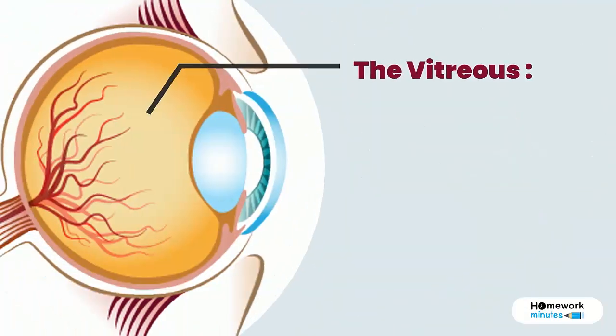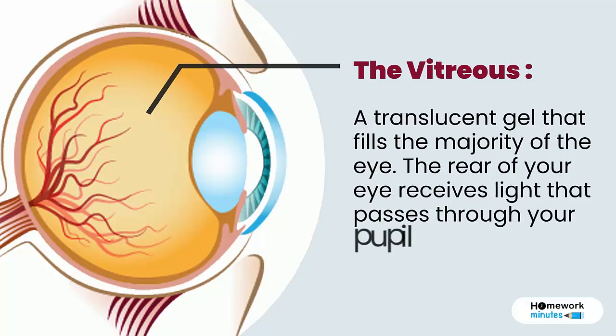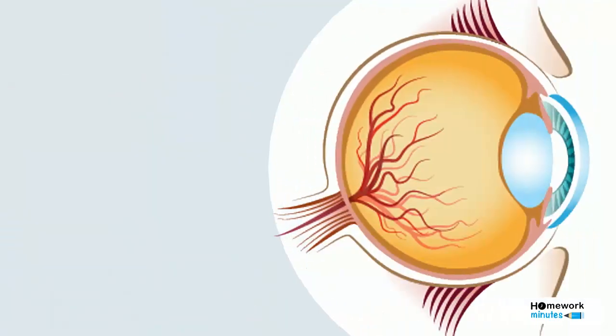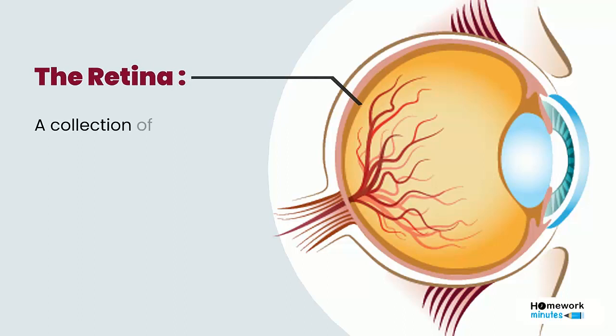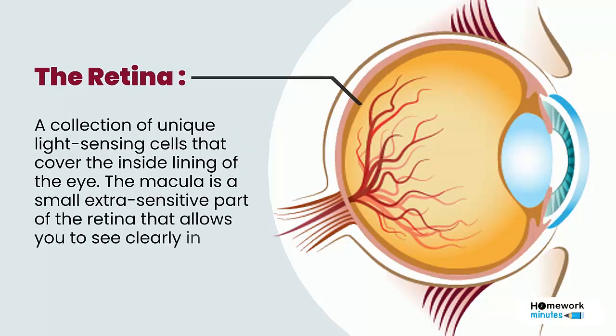The vitreous. A translucent gel that fills the majority of the eye. The rear of your eye receives light that passes through your pupil and lens. The retina. A collection of unique light-sensing cells that cover the inside lining of the eye. The macula is a small extra-sensitive part of the retina that allows you to see clearly in the center of your vision.